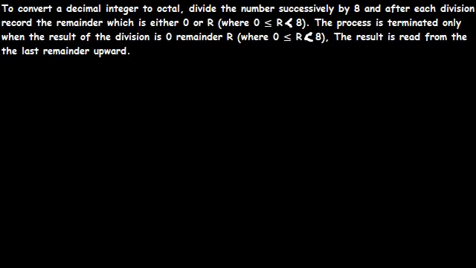To convert a decimal integer to octal, you need to divide the decimal number successively by 8, and after each division, record the remainder, which will be between 0 and 7. The process is terminated when the result of the division is 0 remainder R again. Then, to get your final result, read the remainders from the bottom all the way upward. That is, from the last remainder all the way upward.